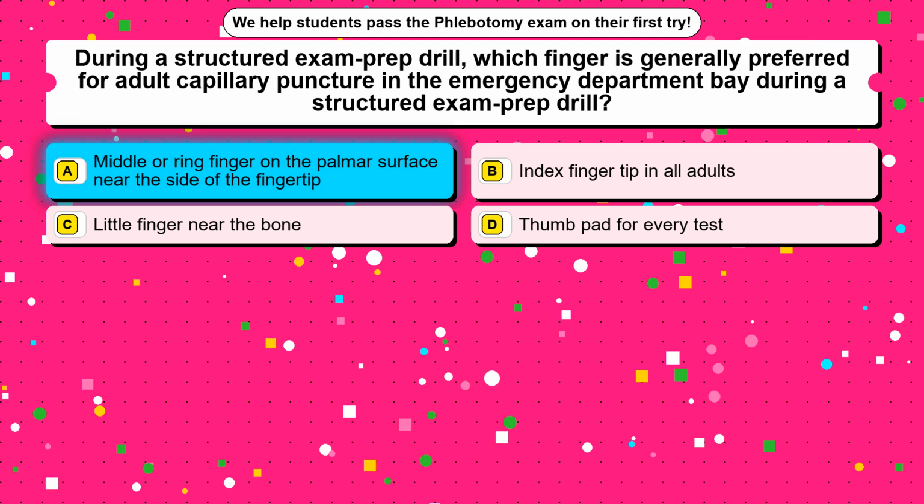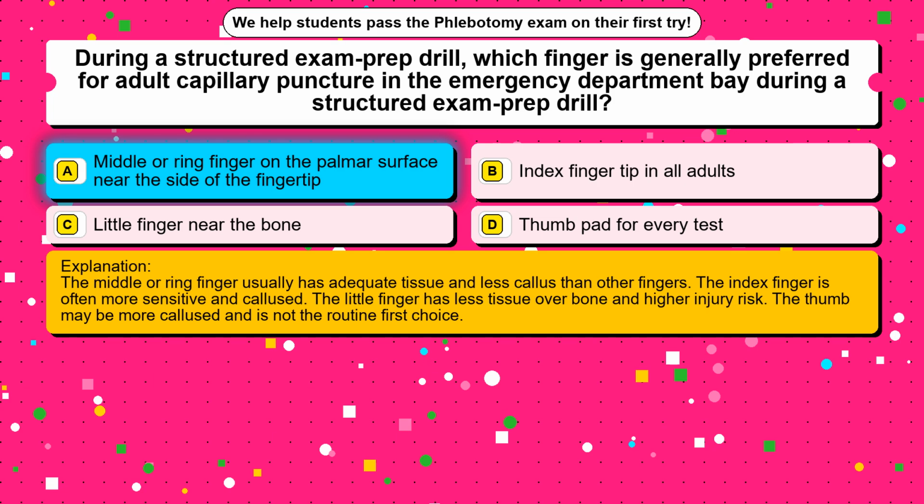The correct answer is option A. Middle or ring finger on the palmar surface near the side of the fingertip. The middle or ring finger usually has adequate tissue and less callus than other fingers. The index finger is often more sensitive and calloused. The little finger has less tissue over bone and higher injury risk. The thumb may be more calloused and is not the routine first choice.